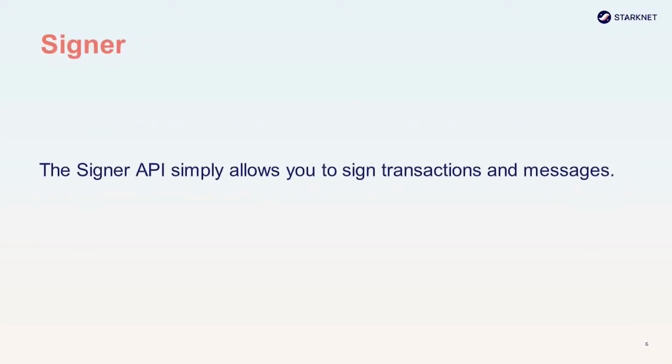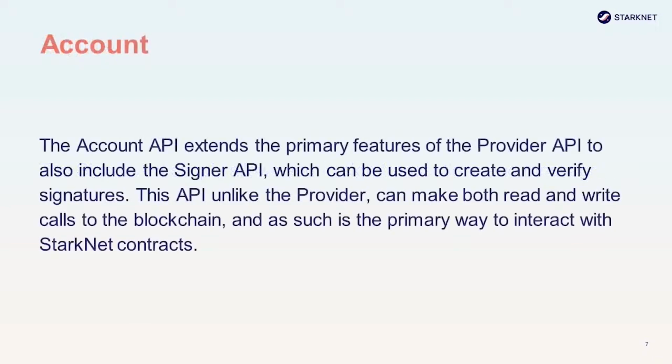The signer API simply allows you to sign transactions, and it's one of the key components in your account. Now the account is the third component. The account API extends the primary features of the provider API and the signer API. So the account API is what enables you to not just read the state, but modify the state of the blockchain.